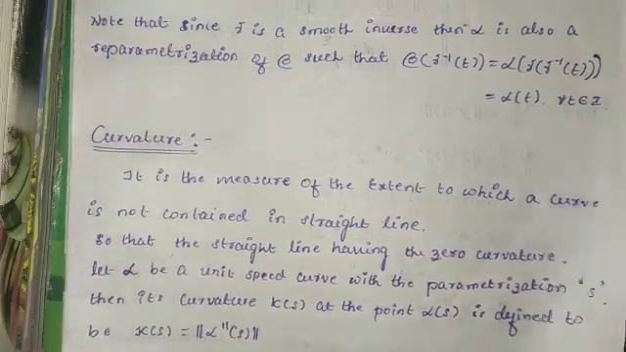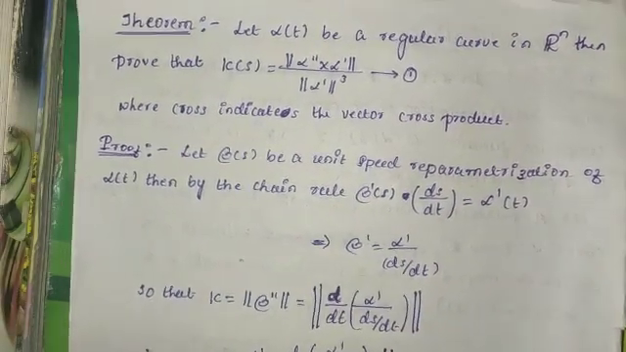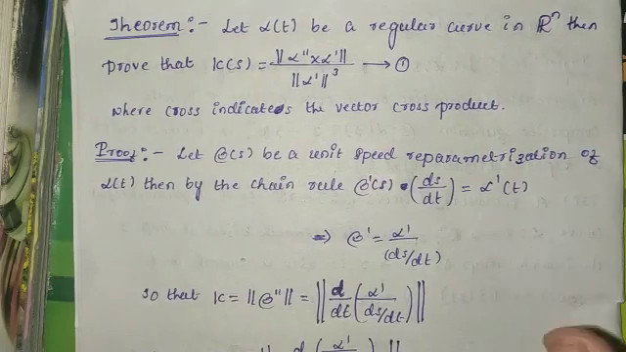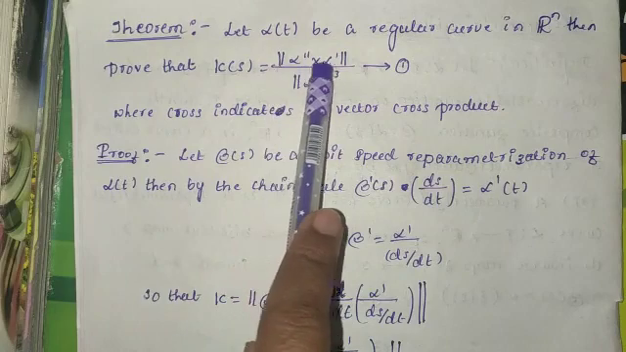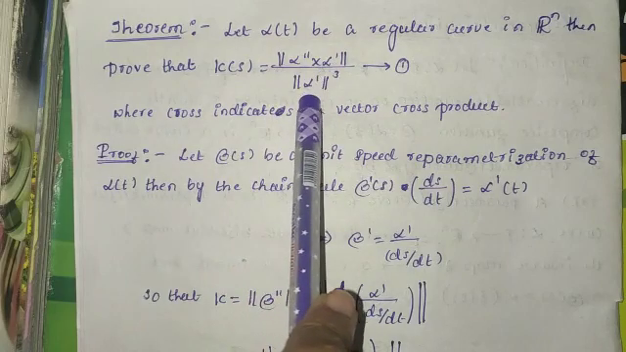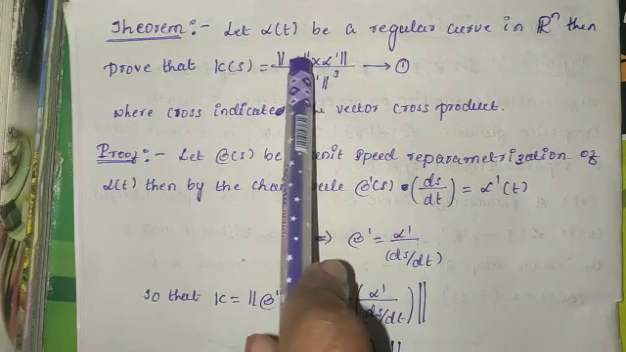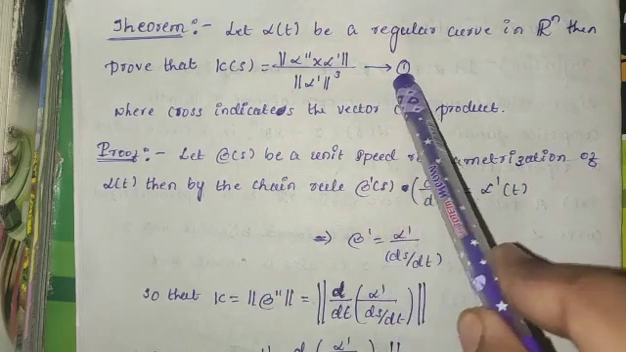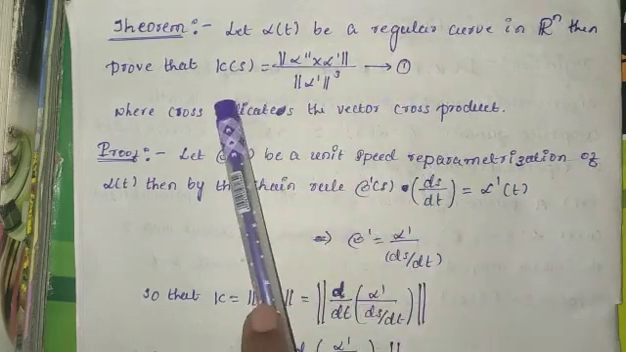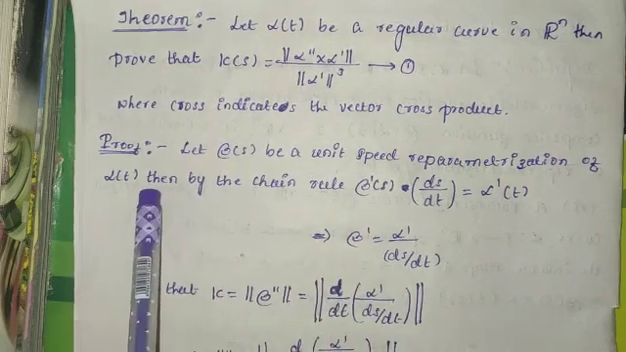Okay, next we have to prove another theorem. Look here, the theorem is: let alpha of t be a regular curve in R power n, then we have to prove that the curvature is equal to the norm of alpha double dash cross alpha dash over the norm of alpha dash whole cube. Here cross indicates the vector cross product. We call this equation number 1. Now look here, we have to prove the curvature of the parameterized curve alpha of t. Okay, now let's start to prove this theorem.